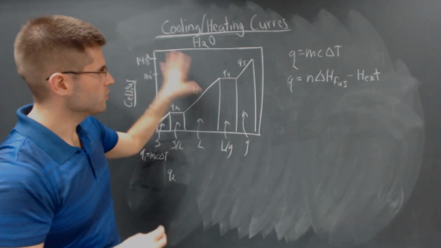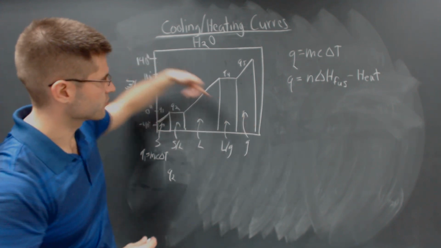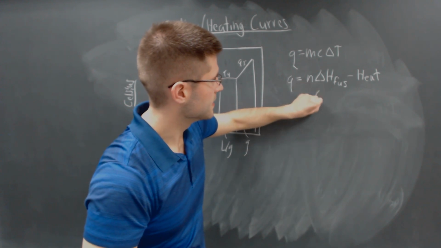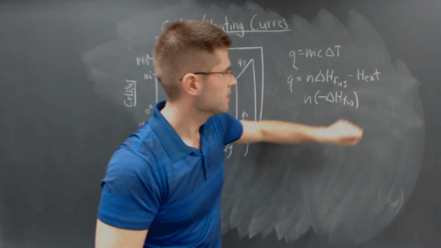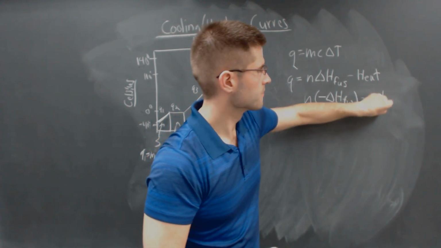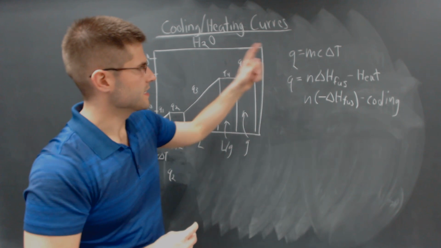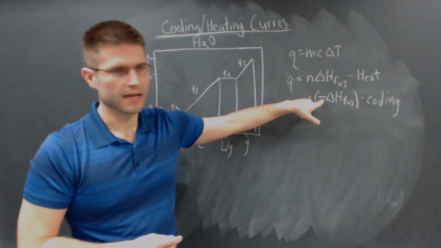Now for cooling ice, if we're doing a cooling curve, this is a heating curve. If we're doing a cooling curve, we'd go down in the opposite direction of this curve. We could also use n times negative delta H fusion. This is for cooling. So the only difference between the heating and cooling equations is this negative sign.